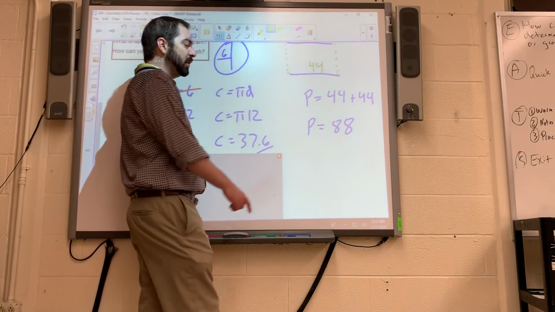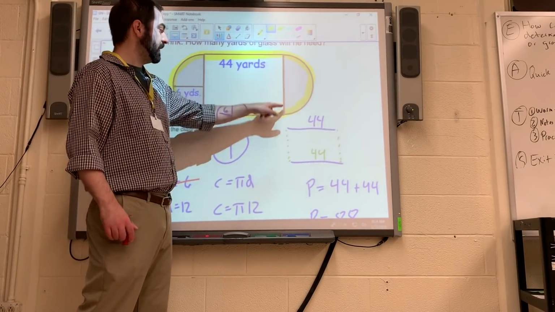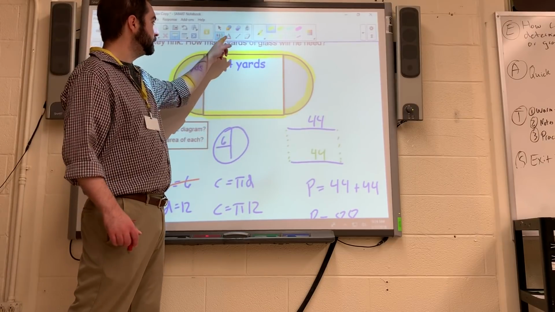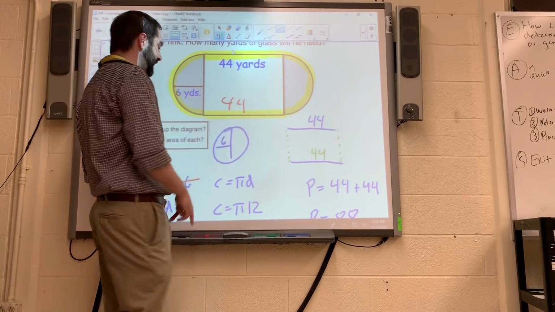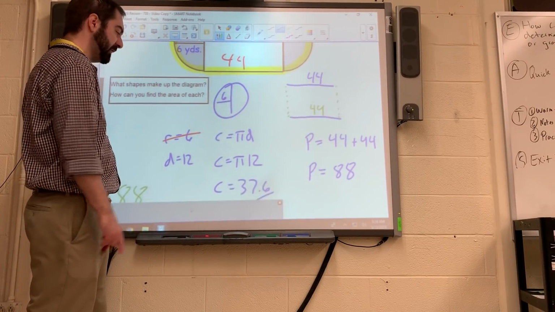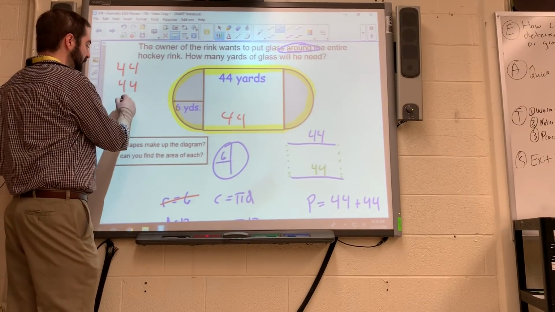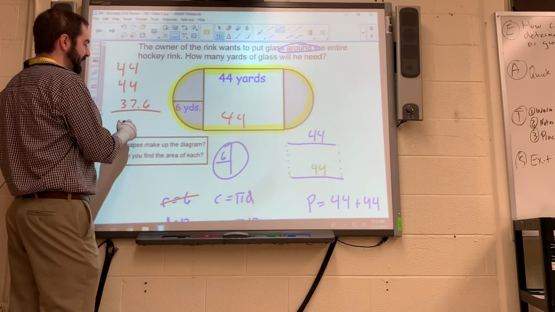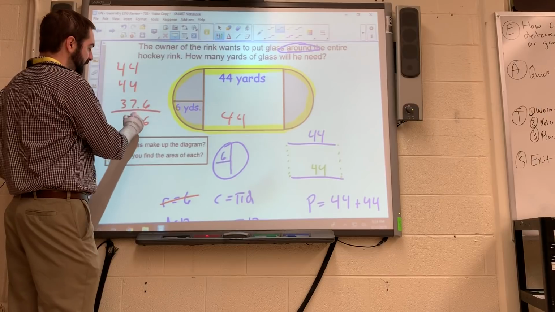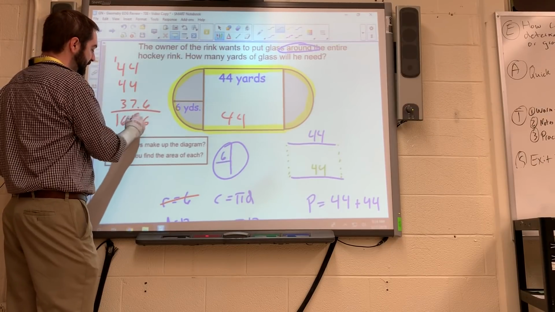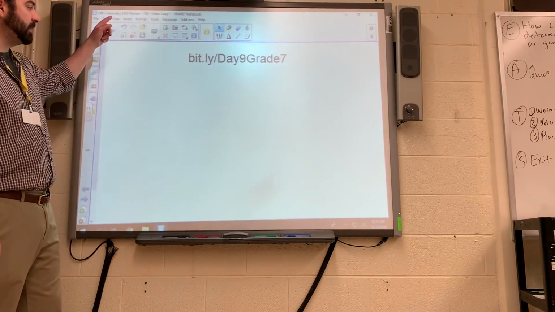Last part, I know that I have 88 around the distance of the glass, so again, I know that 44 and 44 is going to give me my 88. Switch back to a marker here. I know that these two 44s give me 88, and then I just found the distance around my curve is 37.6. So last part, it'd be 44 plus 44 plus 37.6. We put that in a calculator, and we'd end up with 165.6.